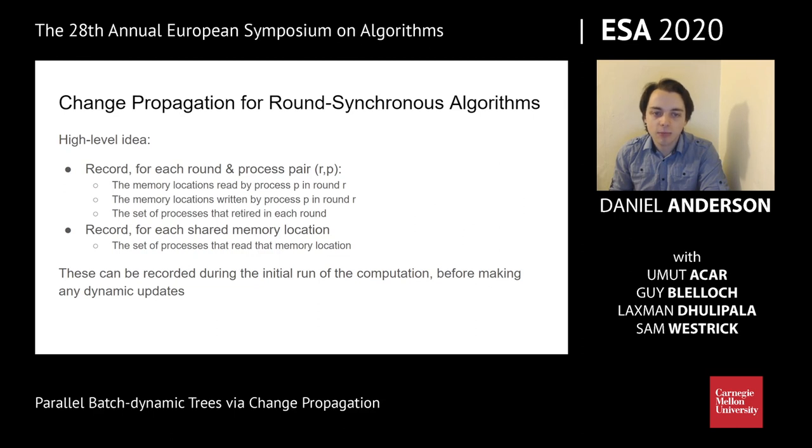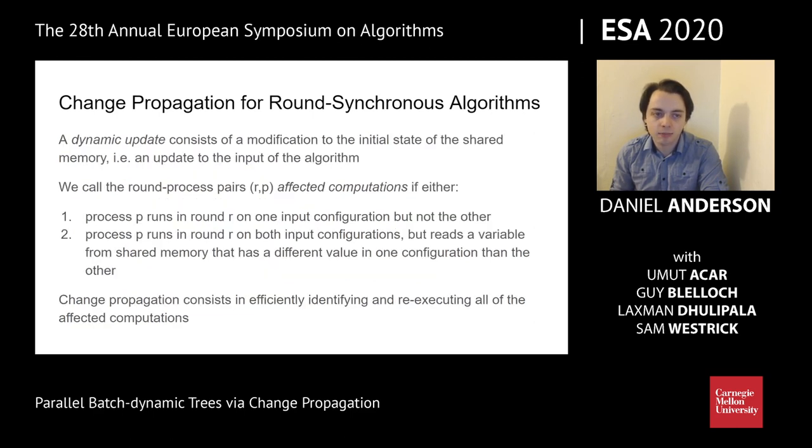We record the set of memory locations that were written to by each process in each round, and we record the set of processes that retired in each round. Then we record separately for each memory location in the global shared memory the set of processes that read that memory location and in what round they did so. So these things are all recorded during the initial run of the computation before making a dynamic update.